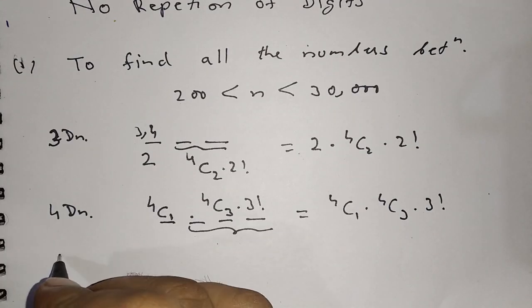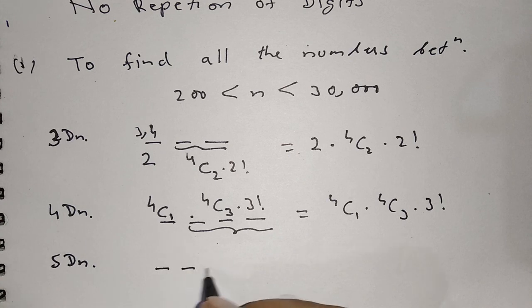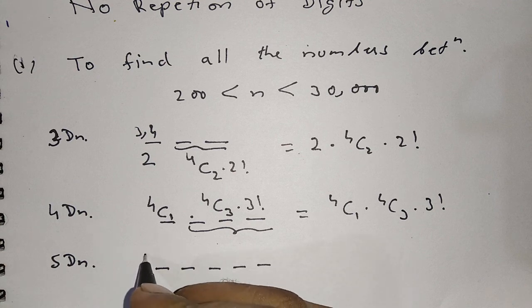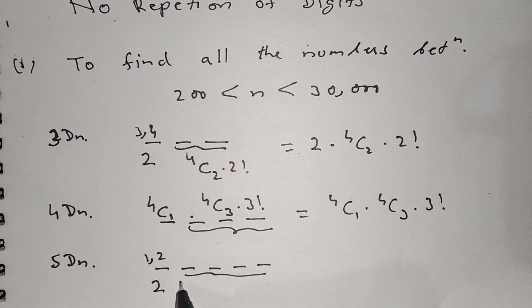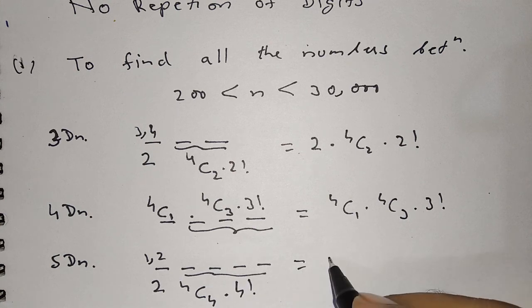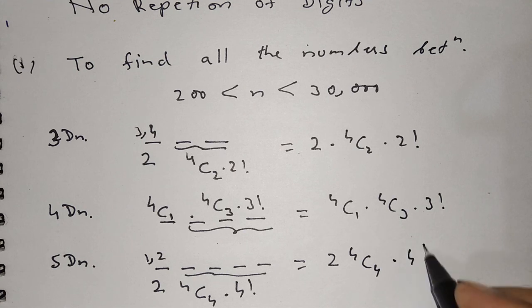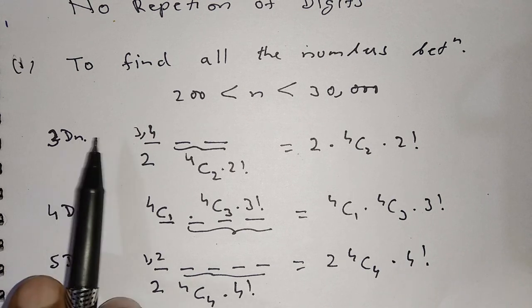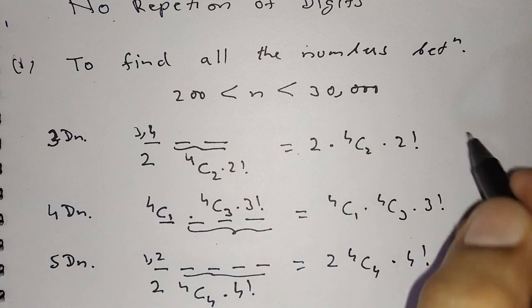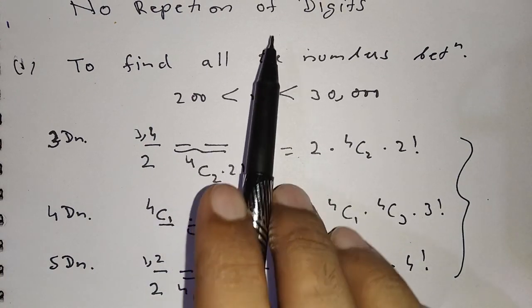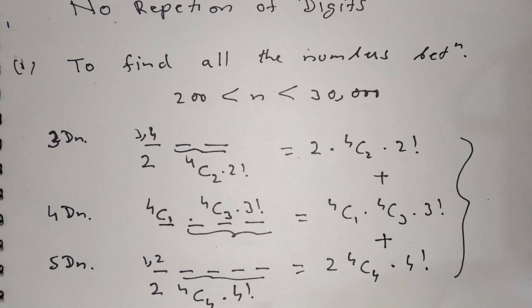Now we have to find out the 5-digit numbers. Since 5-digit numbers must be less than 30,000, at the first place we will put either 1 or 2. We will not put 0 because in that case it will be a 4-digit number. So we have the choice of either 1 or 2, meaning there are 2 choices. For the remaining 4 places we have 4 digits, so 4C4 into 4 factorial, arranged as 4 factorial. So the answer will be 2 into 4C4 into 4 factorial. So the total number of numbers between 200 and 30,000 that can be formed using the digits 0 to 4 is the summation of these numbers.